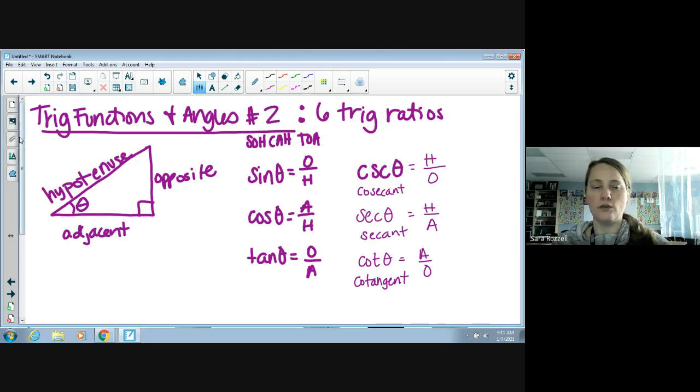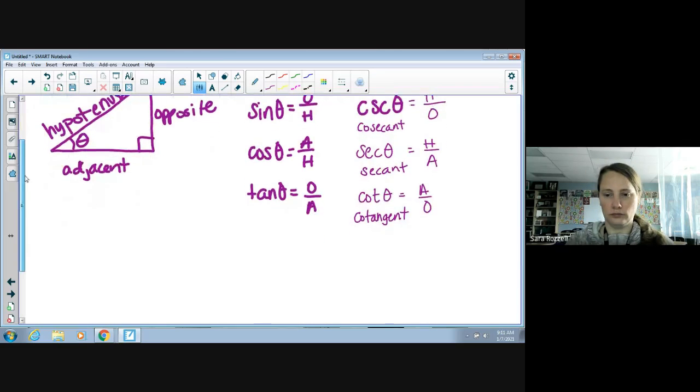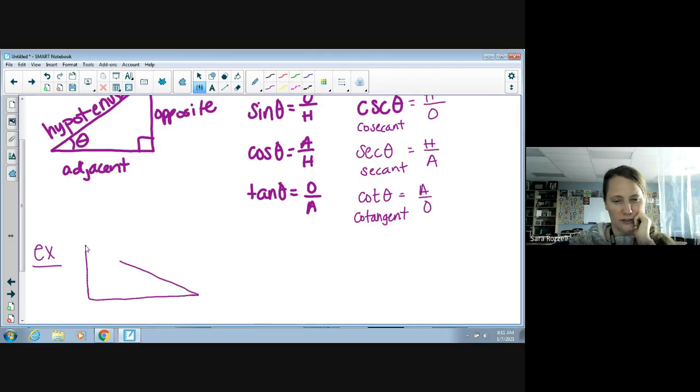Okay. So we're going to be given a triangle, and we're going to write down all 6 of the trig functions. We'll use our most famous Pythagorean triple. Those are ones that have whole numbers on all 3 sides. There aren't very many of those.